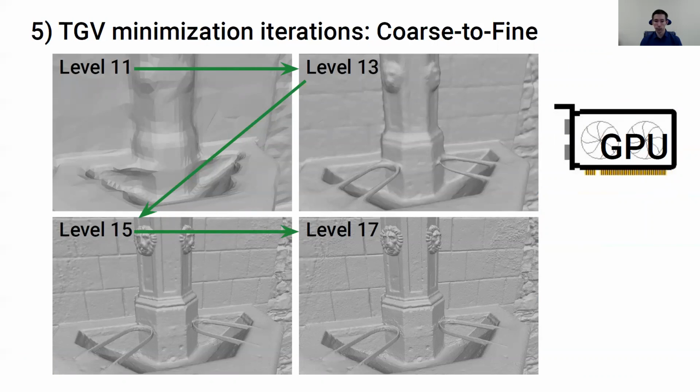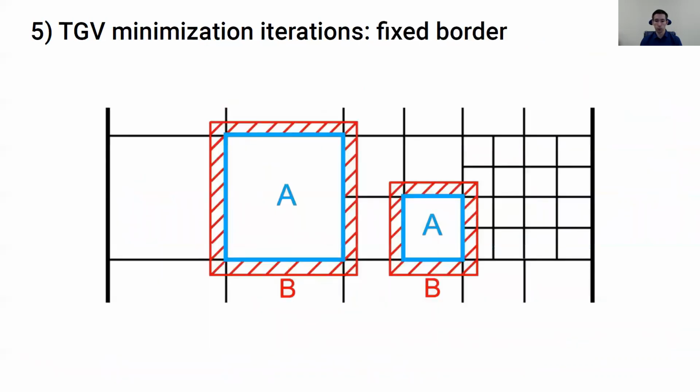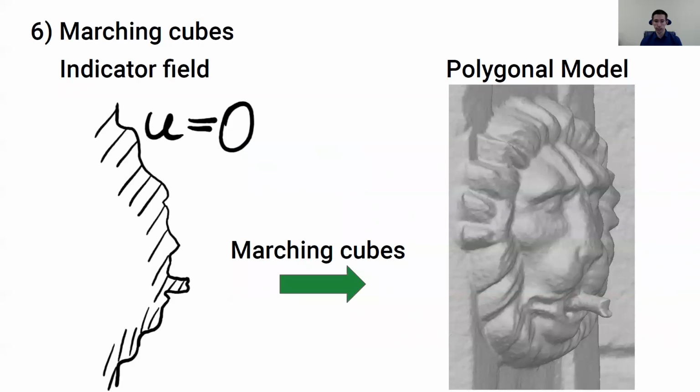Also, we accelerated the convergence with the coarse-to-fine scheme. In order to prevent seams from appearing on the border between adjacent leaves of the treetop, we freeze the neighboring voxels' indicator function, which was upscaled from the previous level of the coarse-to-fine scheme. From the resulting indicator field, we can extract the polygonal surface by the Marching Cubes algorithm.